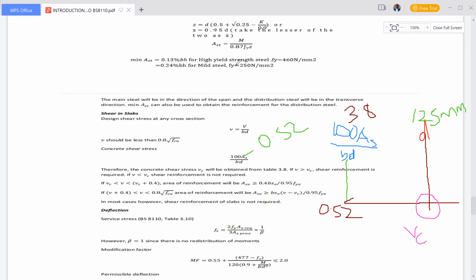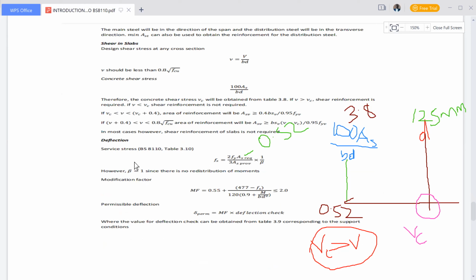And like we said, you find in most cases that the concrete shear stress, Vc, is what the slab can carry. But the design shear stress is what is coming from the external or design load. So if the concrete shear stress is greater than the design shear stress, then we don't need shear reinforcement. And as we said, normally for the case of slab, the concrete shear stress will always be greater than the design shear stress, meaning we don't need the shear reinforcement.